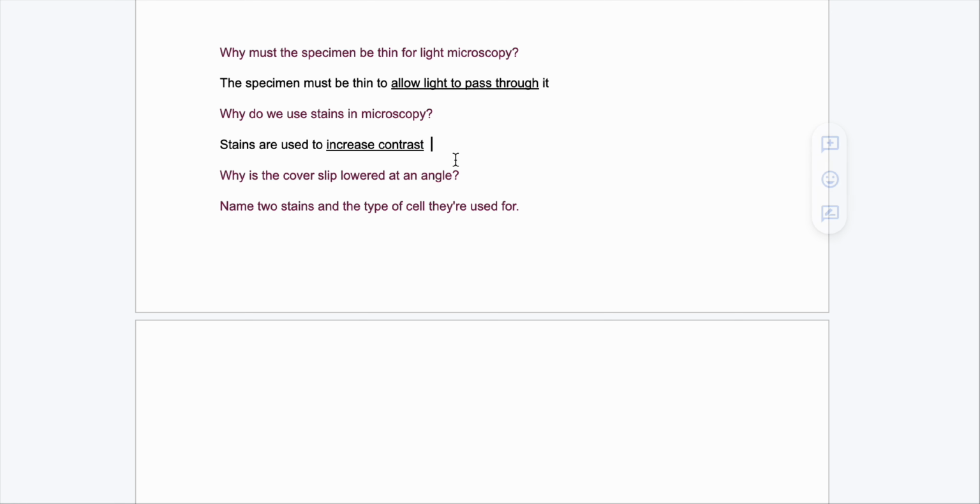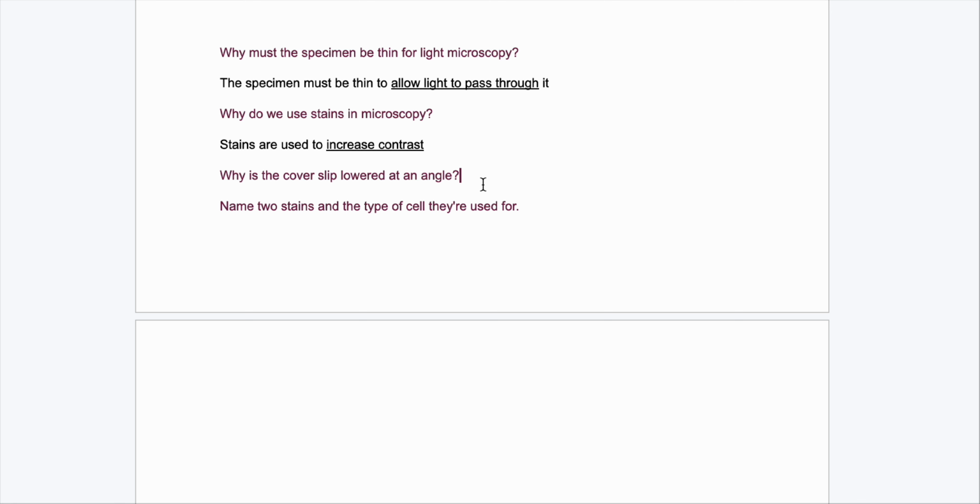Why is the cover slip lowered at an angle? So when we put the cell on the glass slide, add the stain, and we go to cover it with another glass slide, remember we use very thin tweezers to cover it, but when we're putting it on top of the cell, we put it at an angle. Why do we put it at an angle? Well, the reason why is if we were to just drop it on, there could be a chance that air bubbles would be trapped underneath, and air bubbles are obviously going to ruin it. When you look through the microscope and there's air bubbles, it's going to ruin it.